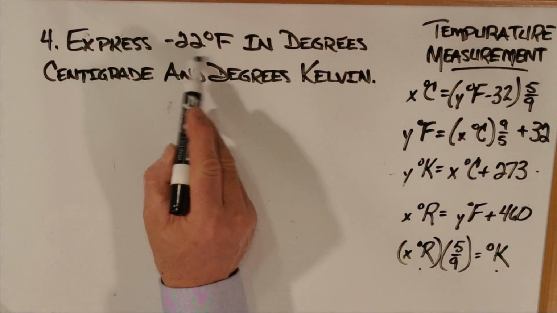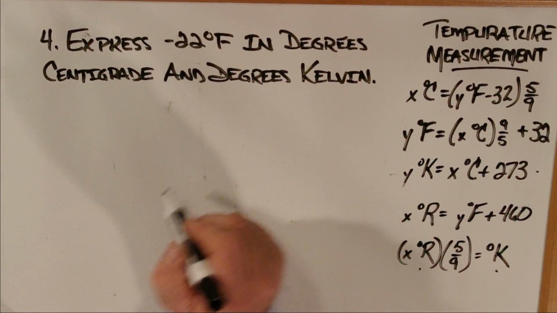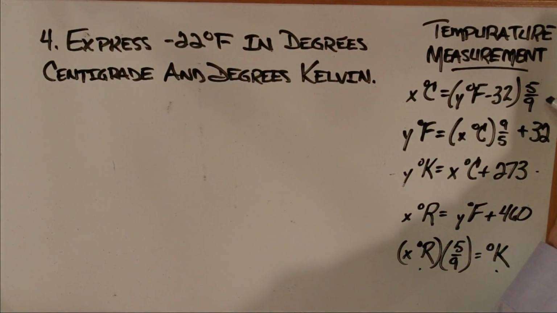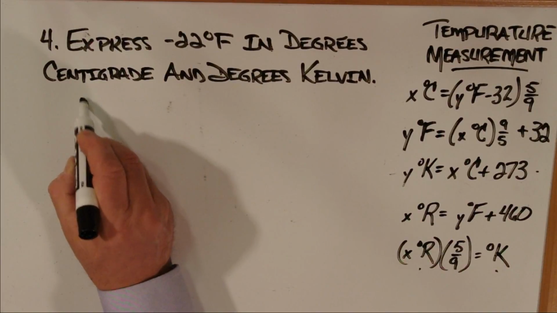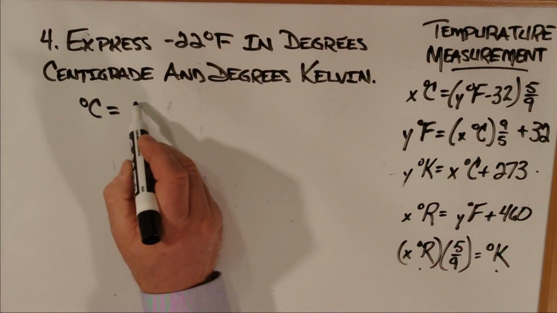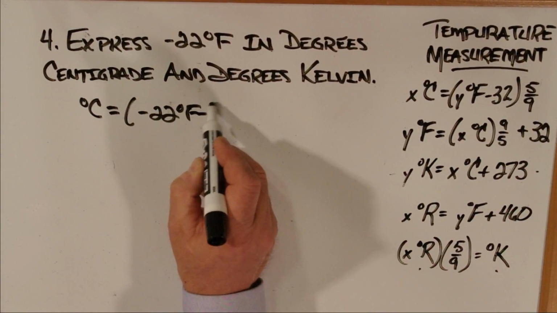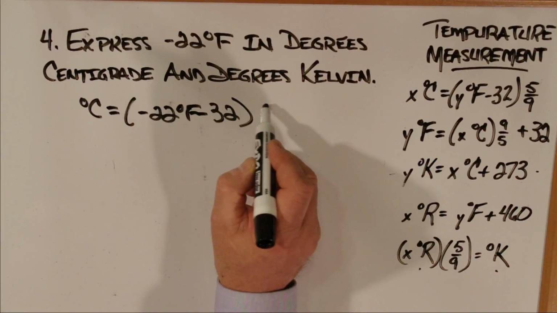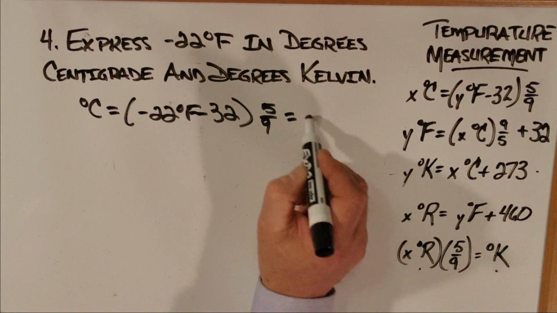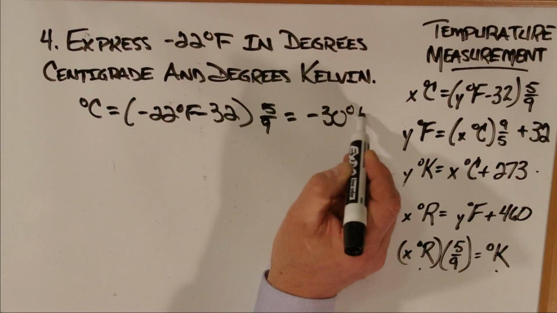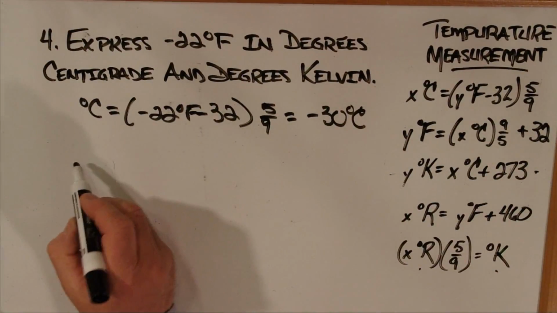The fourth problem, express negative 22 degrees Fahrenheit in degrees centigrade and degrees Kelvin, centigrade of course being the same as Celsius. And in order to do that, we'll use the first relationship to get negative 22 degrees Fahrenheit into degrees Celsius. So degrees Celsius will be negative 22 degrees F, from which we'll subtract 32. We'll take that result, multiply it by 5 over 9, and when we do, we get a numerical value of negative 30 degrees Celsius.